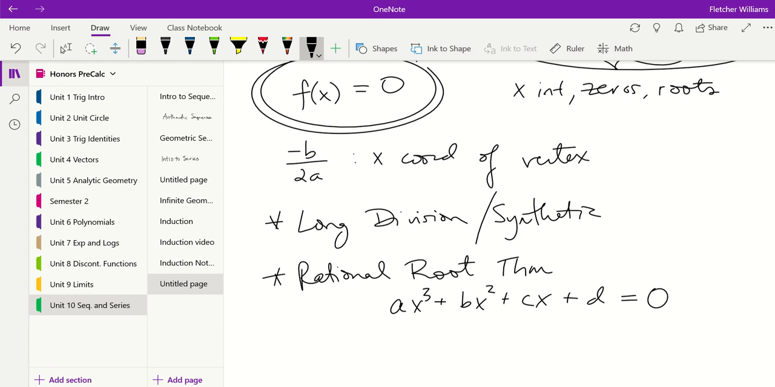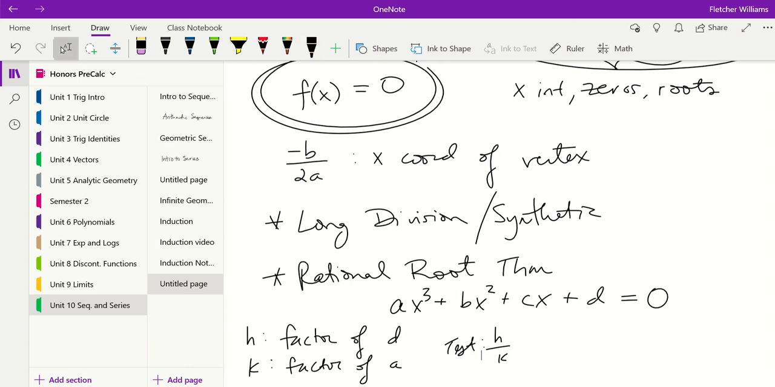You would take factors of d, so we'll say that h is a factor of d, k is a factor of a, and then test out all of those h over k. Test out all those combinations.